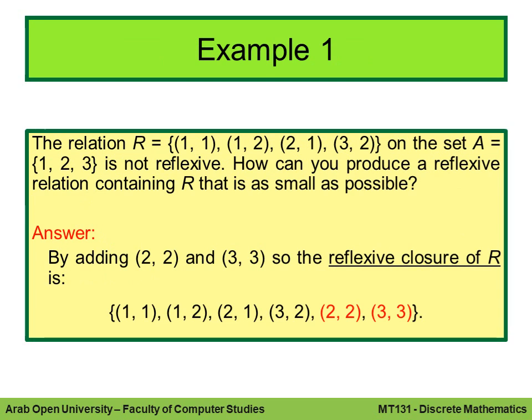Here is an example. The relation which has the ordered pairs (1,1), (1,2), (2,1), (3,2) on the set {1, 2, 3} is not reflexive. (1,1) is already there, but there are two pairs that are missing, (2,2) and (3,3). To get the reflexive closure, start with the relation R and add the missing pairs, add (2,2) and (3,3). This is the smallest superset. This is the smallest relation that contains the original relation, and it is reflexive. That's the reflexive closure of R.